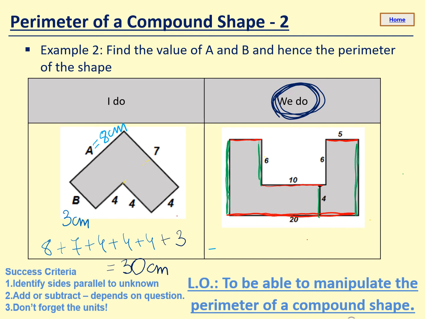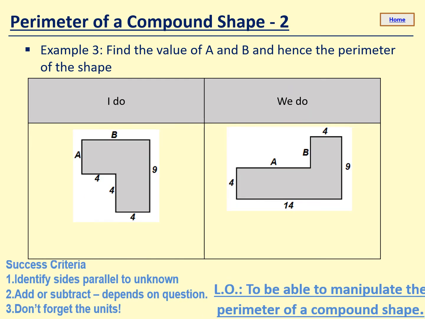So if you have 60 centimeters, well done. Just to make sure that you've got that right: 20 is 5 plus 10 plus this bit, so it must also be 5. And this green part is 4 plus 6, so this is 10 and this is 10. So that's how we got 20, 30 plus 20 plus 10, 60 centimeters. If you've got that right, that means that you are really good at manipulating perimeter of a compound shape. Okay, let's have a look at one more example.